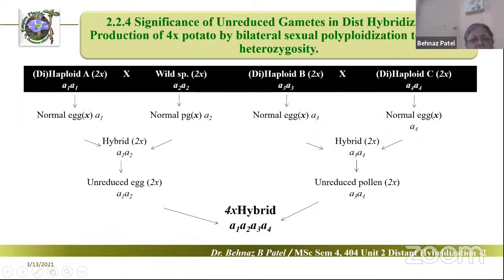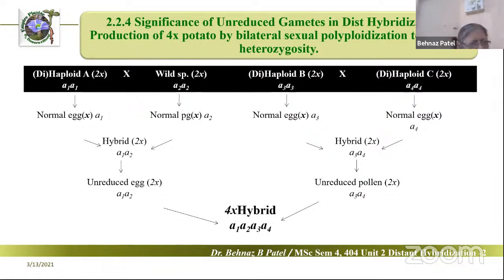Or I could have taken a dihaploid, again wild species, or another dihaploid species, maybe a dihaploid D. I'm saying D over here because we won't call it a species, we can even call it a variety here. So the wild one could have been a dihaploid W or dihaploid D. Whatever it be, you would get a normal egg and a normal pollen produced, producing a hybrid, which is A1, A2. Now this A1, A2, we would expect that it would produce sterile gametes, because the separation of the chromosomes is not going to be equal to the two poles during anaphase.